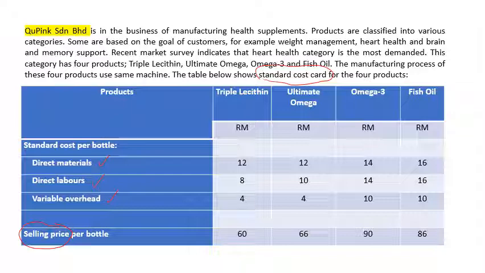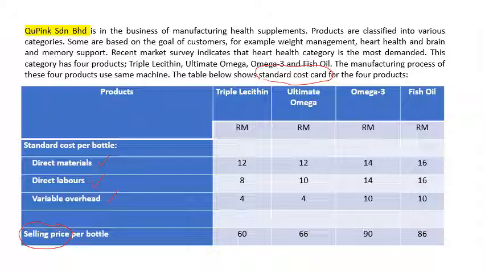So again, when we have issues regarding limiting factors, we must follow 4 steps. Step 1, you identify the limiting factor. Step 2, you create ranking. Step 3, you prepare the production schedule. Final step, step 4, you calculate profit.